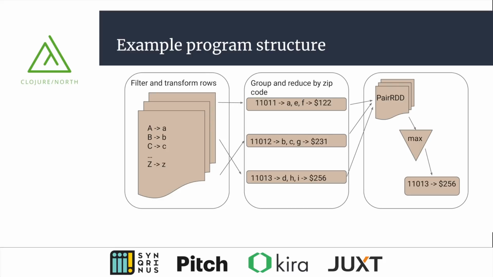So this is the type of thing that our program will be doing. Cleaning and extracting the rows, grouping them by zip code, doing an aggregation on each zip code, and then finding the result for the one that we want.